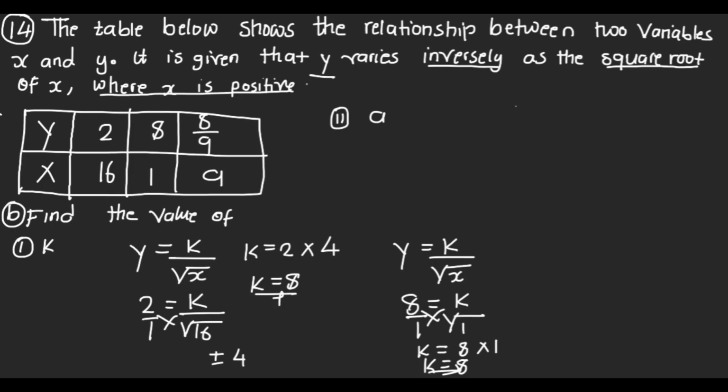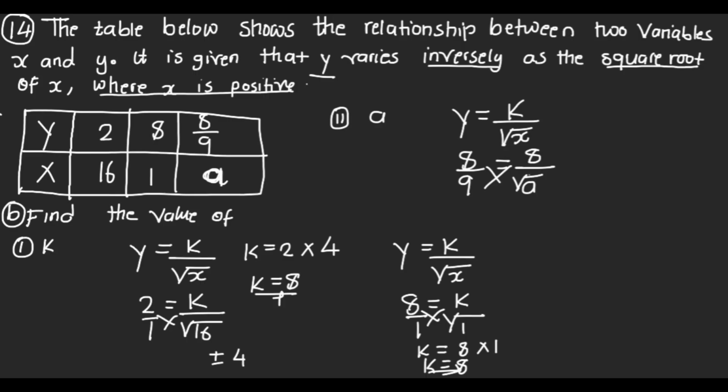Now we can move on to question Roman number 2, where we want to find the value of a. So let's look at the formula. So y is equal to k over the square root of x. Now we can see that the a represents the value of x, then the 8 over 9 represents the value of y. So let's do the substitution. So y is this number, so it's 8 over 9 is equal to, what's our k? K is 8 over the square root of a. Then we can cross multiply.